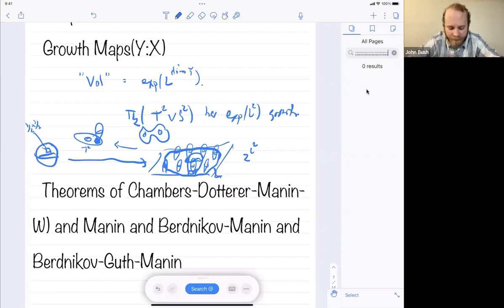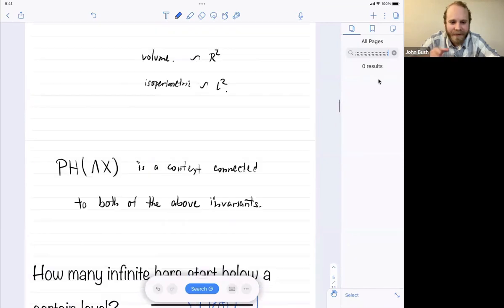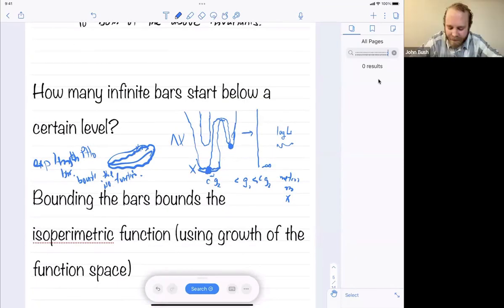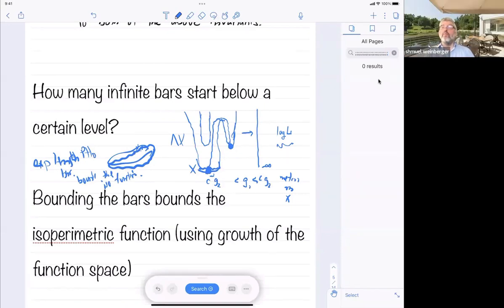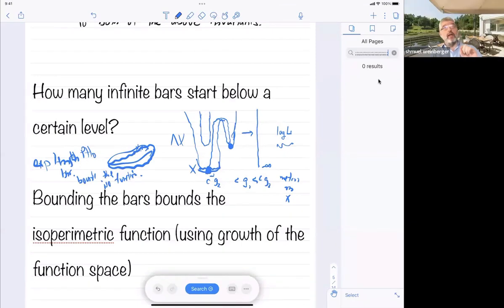I have a question, Shmuel. This was on page 5, I believe. Tell me when I get to the page. Yeah, right there, actually. Regarding bounding the isoparametric function, this was just something that I think I missed that you said out loud, which was the exponential lengths of the bars bounding the isoparametric function. Would you mind just saying?